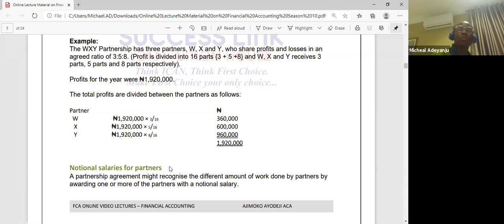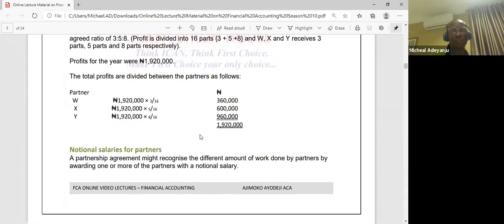Make sure that you add all the ratios together and start looking for the fraction of each particular partner. Hence, at the end of the day, the addition of these three must give you the profit sharing figure itself.